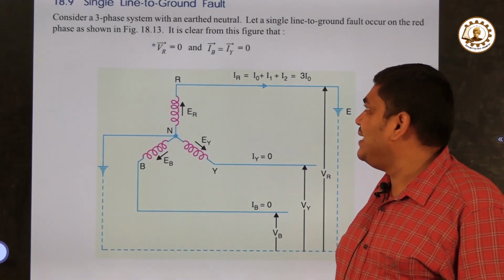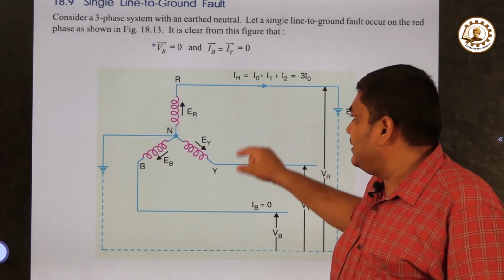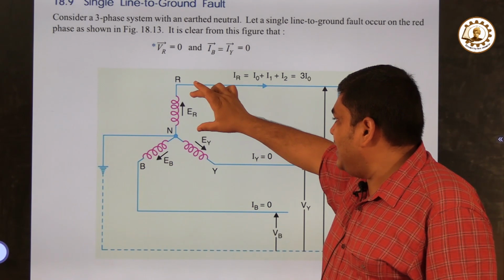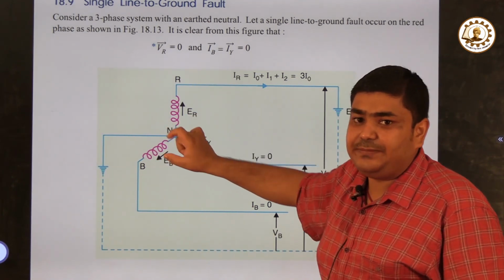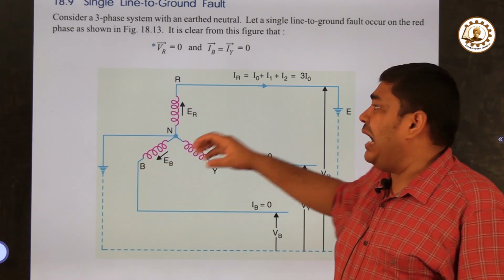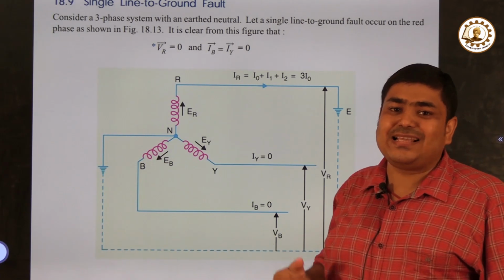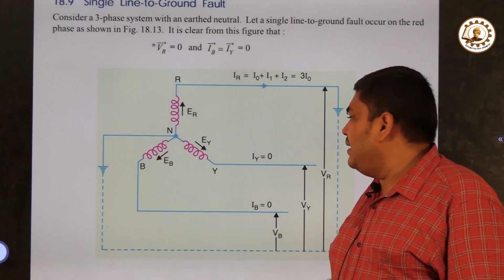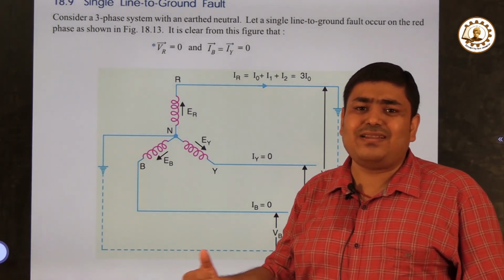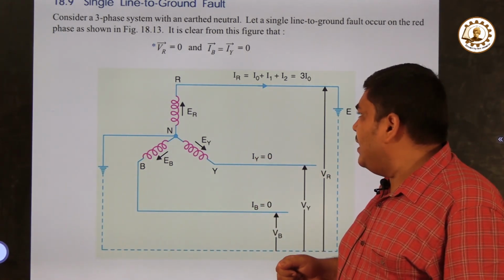Now we are going to the single line to ground fault. Here, this is the generator. The generated EMF is ER, EY, and EB. And here we are assuming that R phase is directly grounded. So, as per the assumptions, there will be no current flowing through the Y phase and B phase. That's why IY and IB are zero.